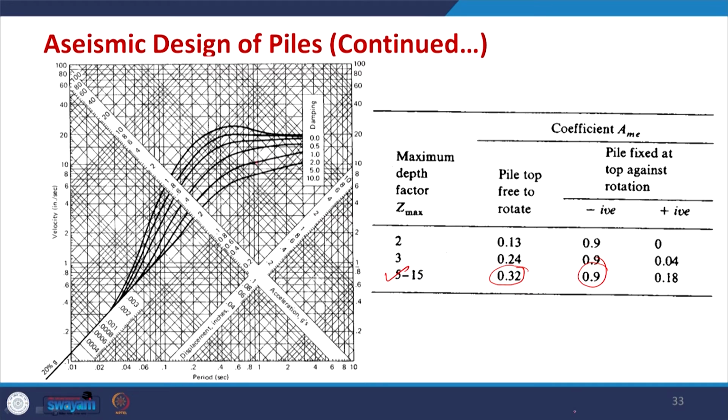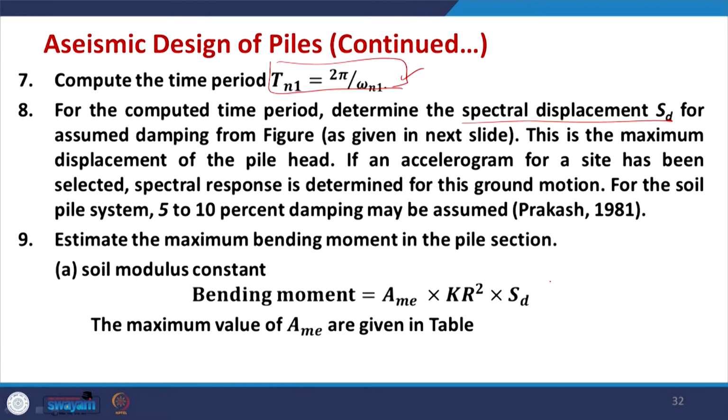You may be aware that out of negative and positive, the maximum value will govern in the design. So, this will be the value governing the design for a pile fixed against top rotation, and for a pile top free to rotate you have only one value here. So, in this case Am is found from this table for whichever case is applicable, and once Am is known, then we can find the bending moment Am into K R square into Sd. Sd has already been found in this step, R is already known, K is also known. So, bending moment is found from this relation.